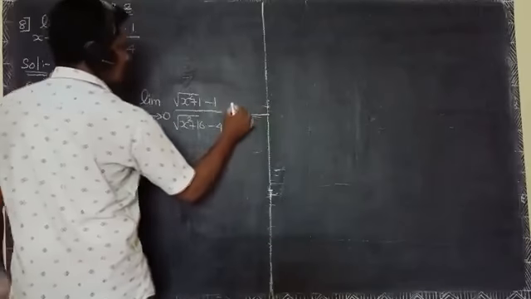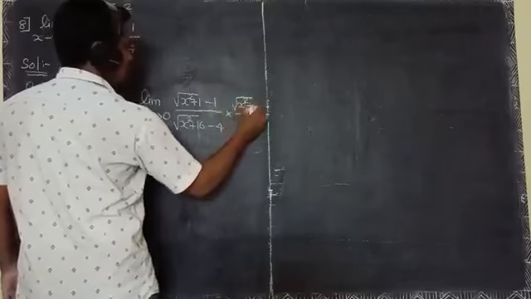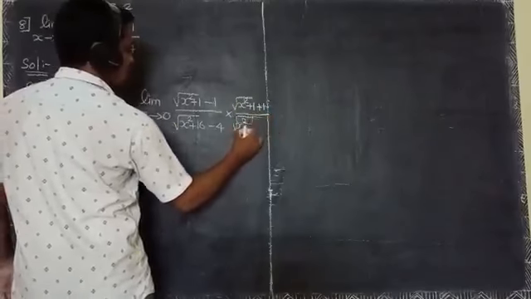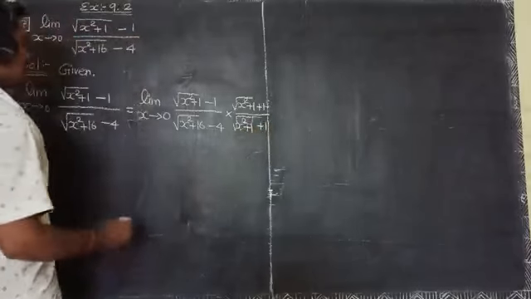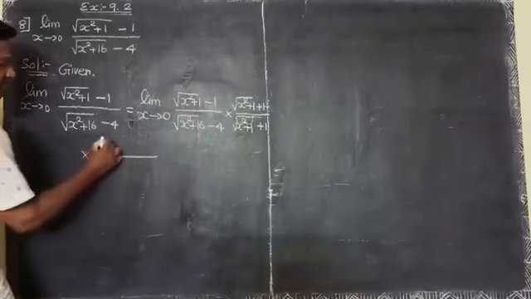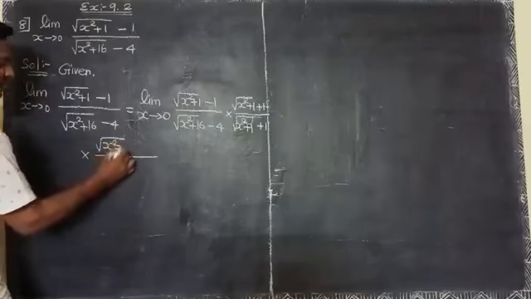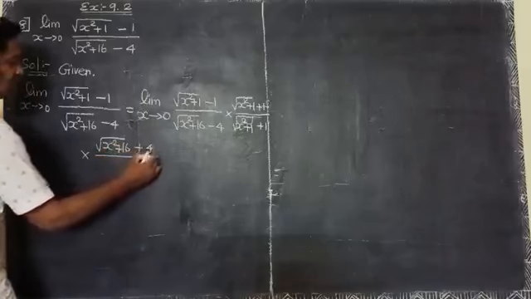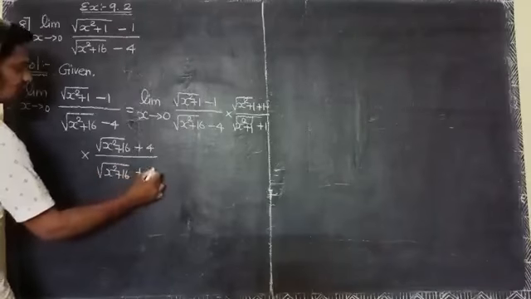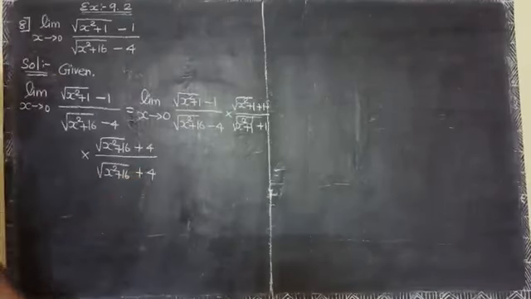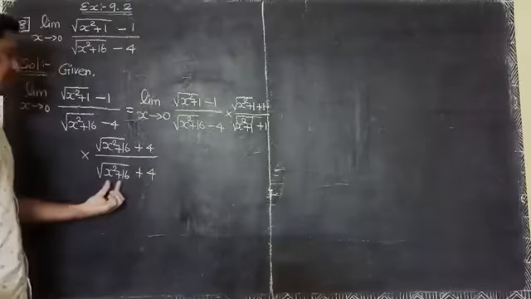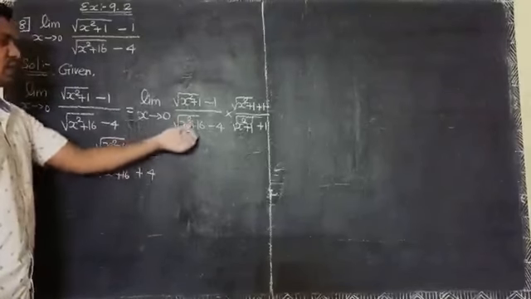Numerator is square root of x square plus 1 plus 1 divided by square root of x square plus 1 plus 1, multiplied by the conjugate of the denominator, square root of x square plus 16 plus 4 divided by square root of x square plus 16 plus 4. Here, simplify. The denominator is a minus b into a plus b, which can be written as a square minus b square.